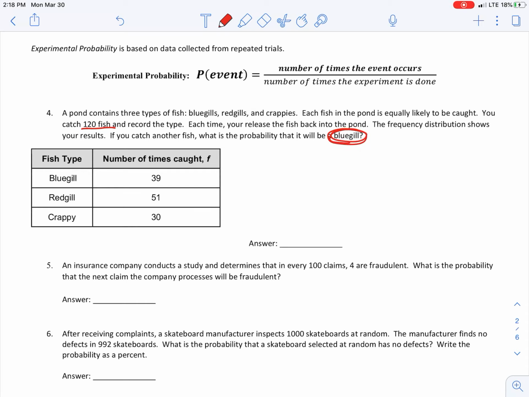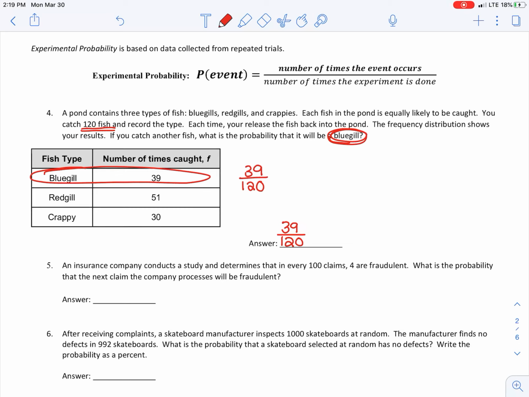So we want to know the probability of a bluegill. So I'm only going to be looking at this row here. The number of times that this event has occurred is 39 times. So we caught a bluegill 39 times. And then it says the number of times the experiment was done. So basically how many fish this person caught. And it told us in the directions that they caught 120 fish. So that 39 is going to be out of 120. Okay, so that is going to be the probability that you catch a bluegill on your next catch.